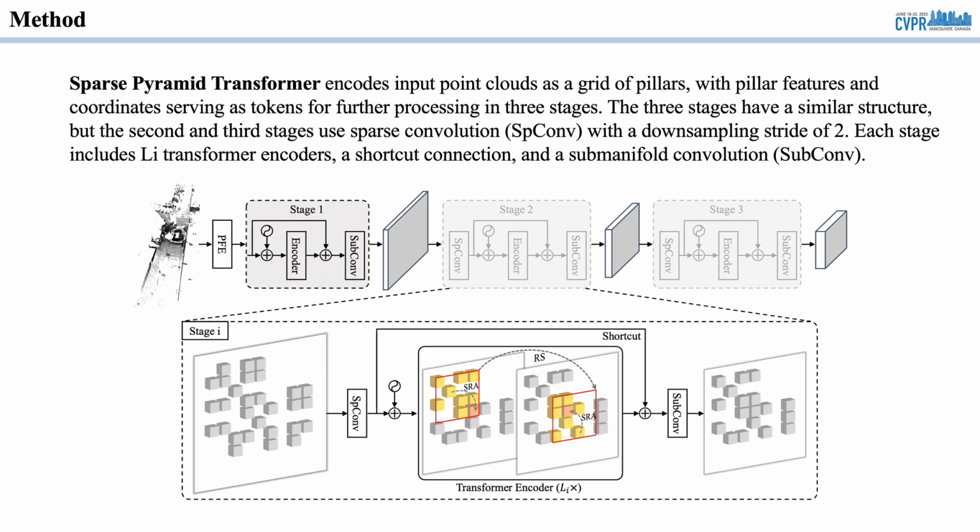In the first stage, non-empty tokens are taken as input and processed directly by a transformer encoder with a constant resolution, while in the other stages, tokens are first downsampled by a sparse convolution with a stride of 2 and then passed through a transformer encoder.